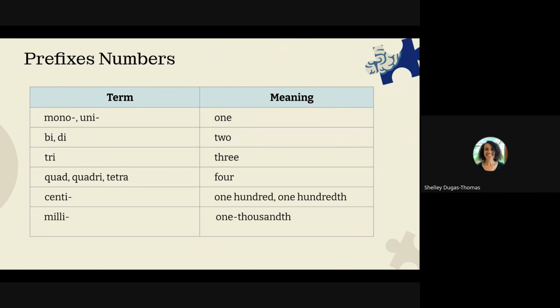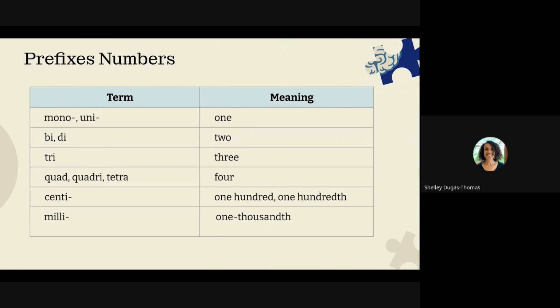So let's start with the numbers. Many of these are intuitive because we use them in everyday English, but let's bridge them to medical terminology. First, mono or uni. Think of a patient with mononucleosis affecting single nucleated cells or a unilateral rash occurring on only one side of the body.